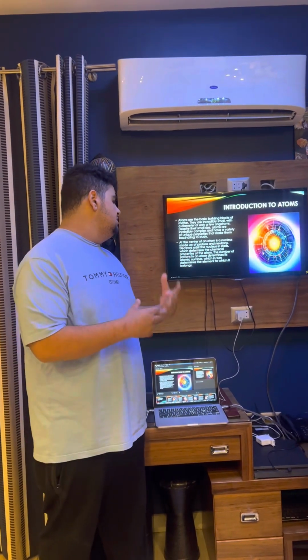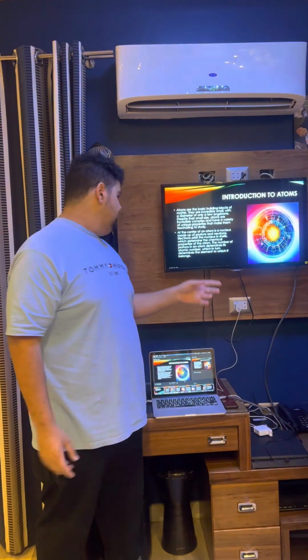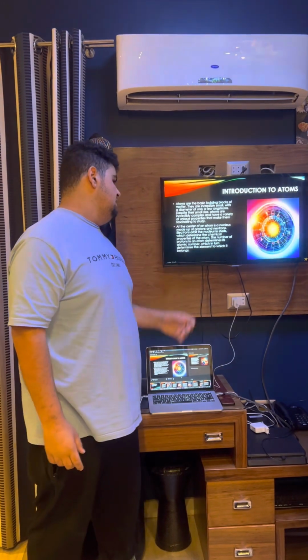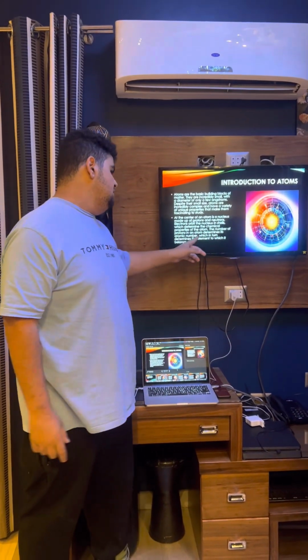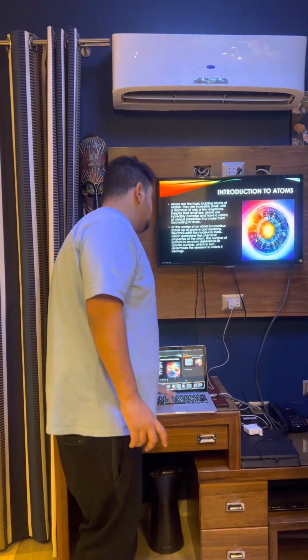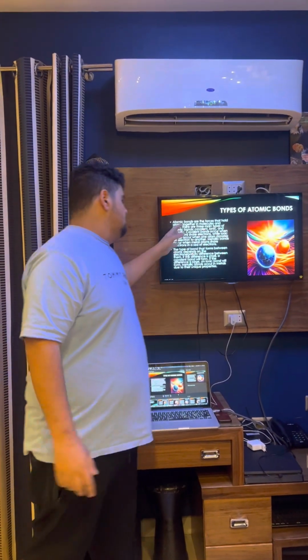Electrons orbit the nucleus in shells, which determine the chemical properties of an atom. The number of protons in an atom determines its atomic number, which in turn determines the element to which it belongs. Types of atomic bonds.